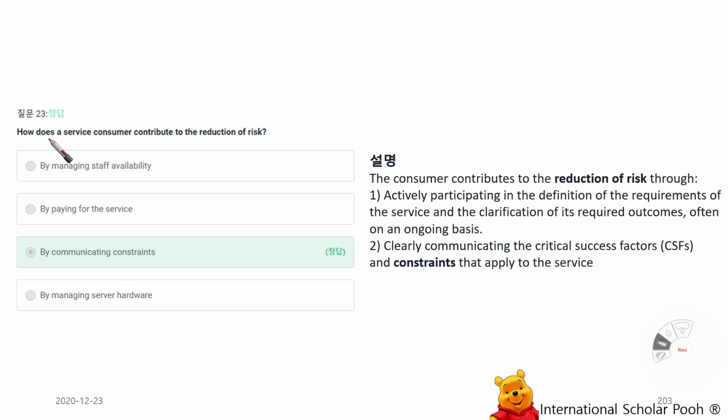before. How does the service consumer contribute to the reduction of the risk? By communicating constraints. The consumer contributes to the reduction of the risk through actively participating in the definition of the requirements of the service and the classification of its required outcomes, often on an ongoing basis. Clearly communicating the critical success factors (CSFs) and constraints that apply to the service.